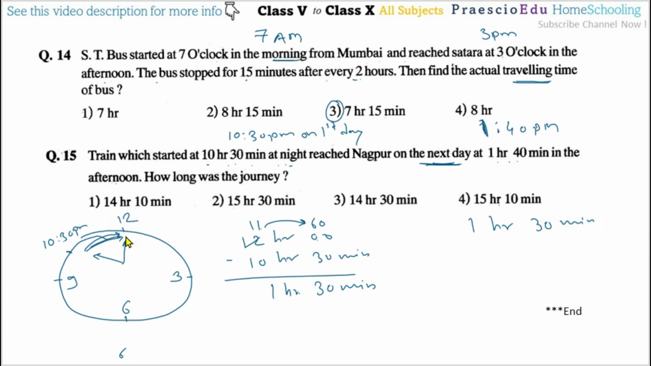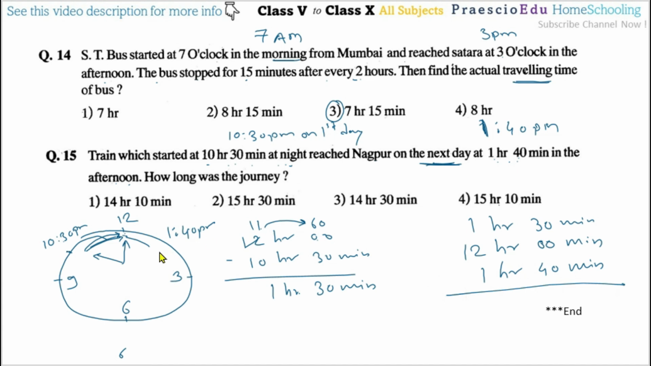Then from the next day's start, from midnight 00 to the afternoon 12, I am repeating, from midnight to afternoon 12, because it reaches at 1 hour 40 minutes in the afternoon. Before that there is 12 noon, so that is a total of 12 hours from midnight 12 to afternoon 12, and 00 minutes. Then from 12 PM to 1:40 PM, that is 1 hour and 40 minutes.